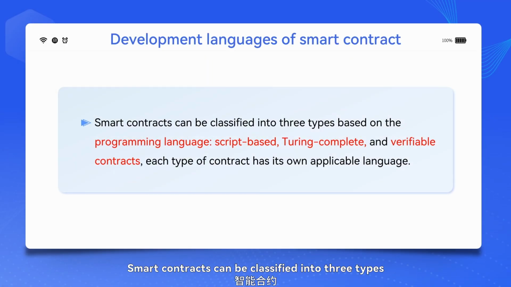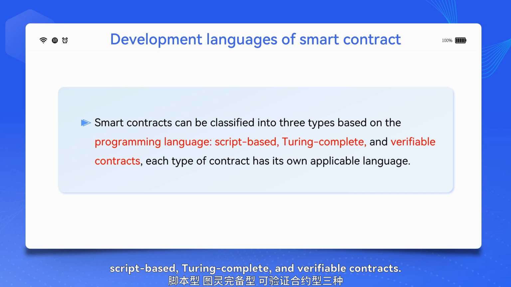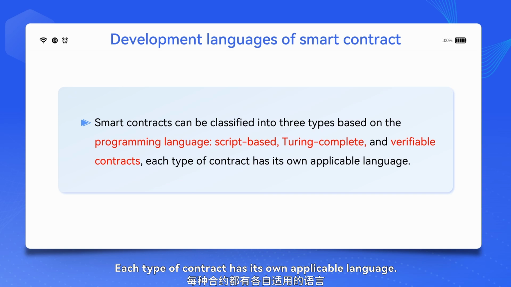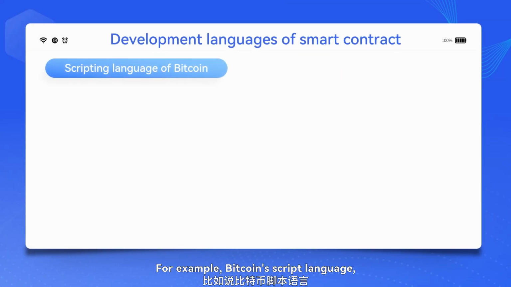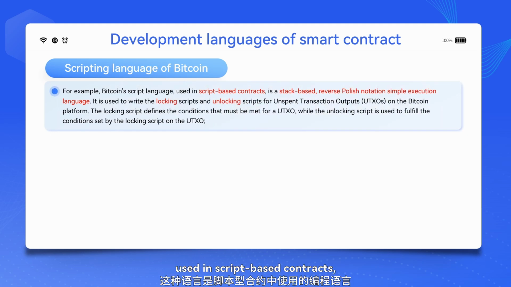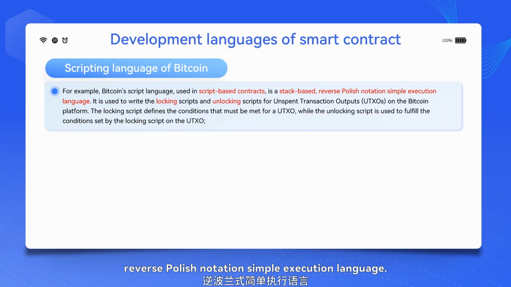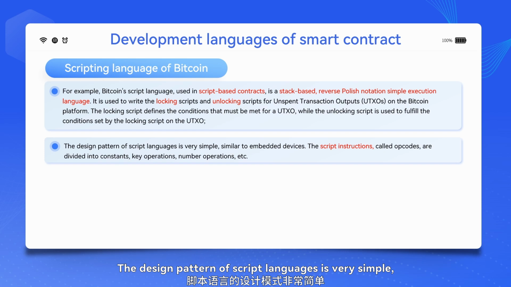Smart contracts can be classified into three types based on the programming language: script-based, Turing-complete, and verifiable contracts. Each type of contract has its own applicable language. For example, Bitcoin's script language, used in script-based contracts, is a stack-based, reverse Polish notation simple execution language. The design pattern of script languages is very simple, similar to embedded devices.